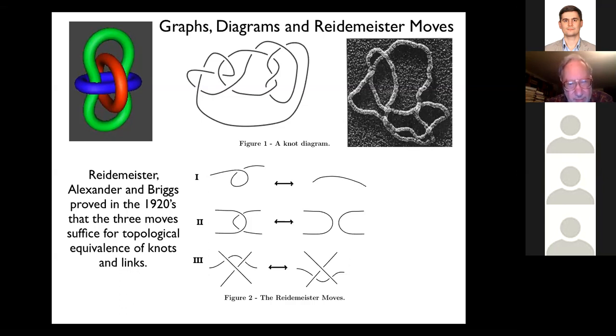But Alexander and Briggs actually proved that two knots embedded in three-dimensional space, if you watch their shadows down in a projection plane, if there is a movement from one knot to another that's isotopic, taking one to the other, then the shadows can be arranged so that they move little by little from one diagram of the knot to another diagram of the knot by these moves. And so these moves become a graphical reformulation of the theory.